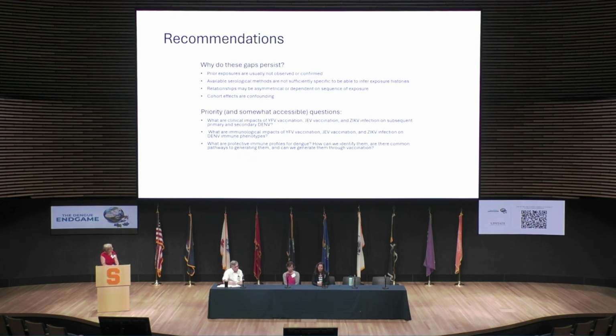And this really gets down to one of our primary goals in dengue right now, or at least our group's primary goal, which is understanding what are correlates of protection for dengue. So what is a protective immune profile? How do we identify them? How do we get there? And are there common pathways that could be exploited? And then how can we generate them through vaccination?